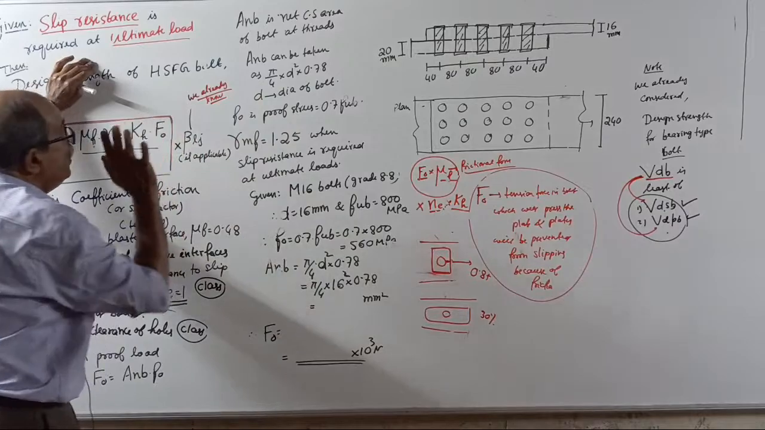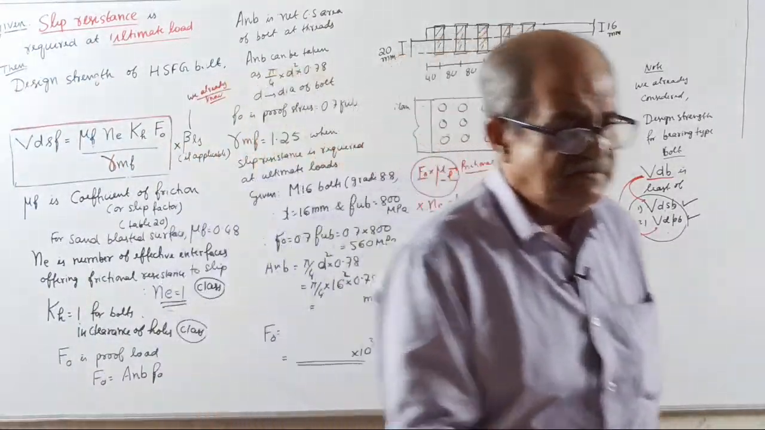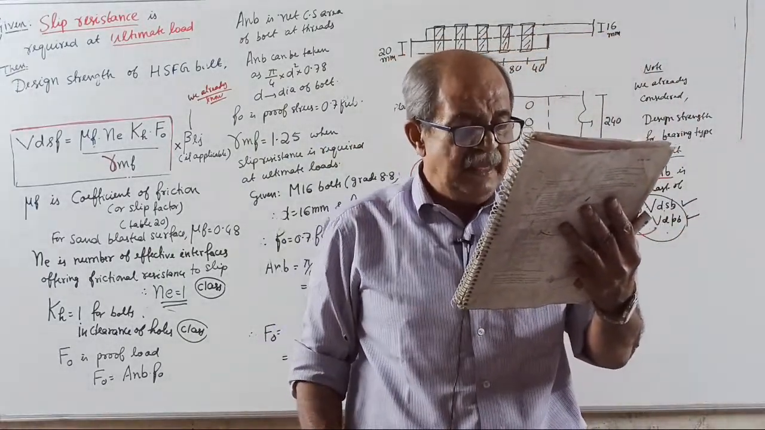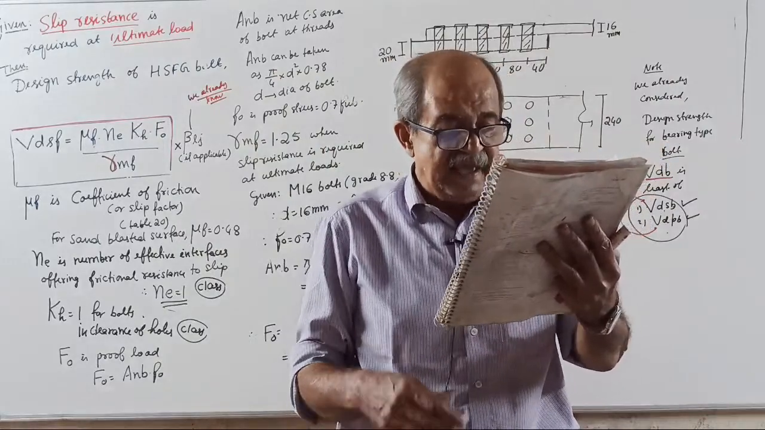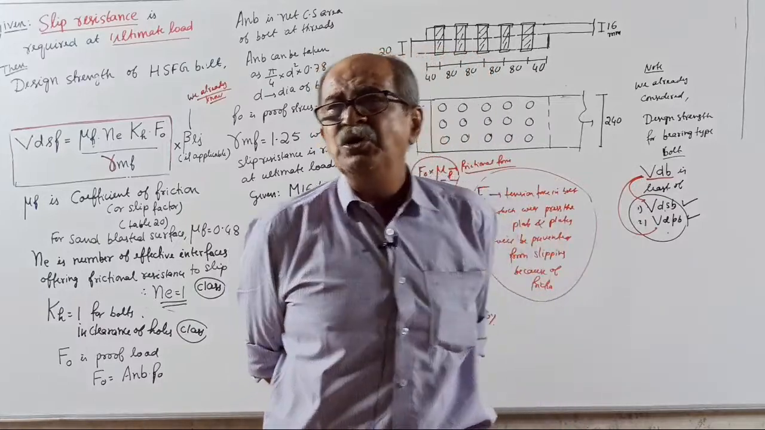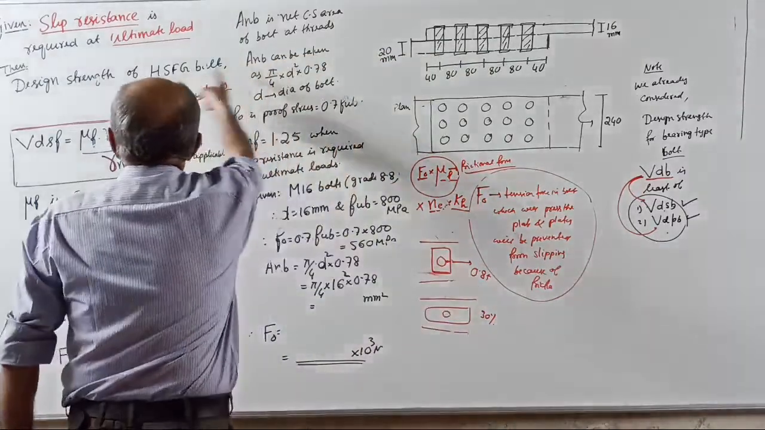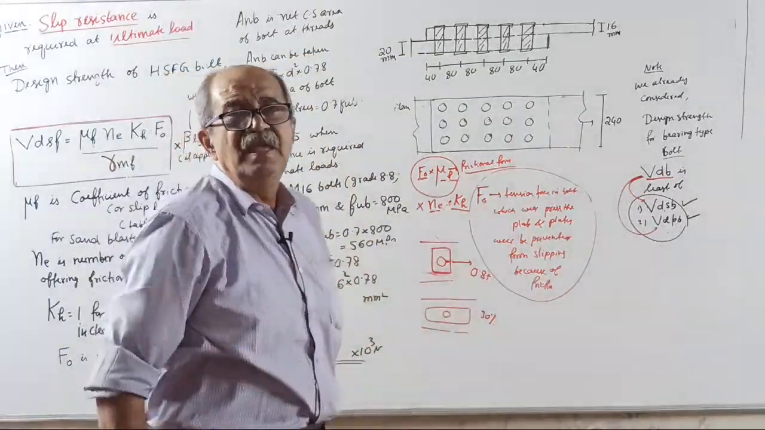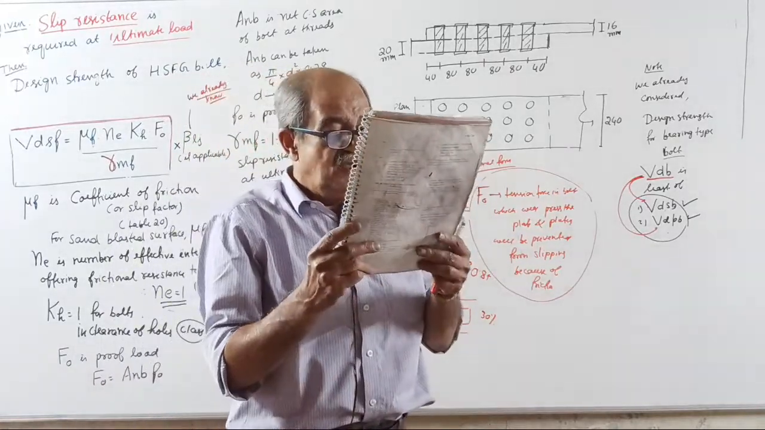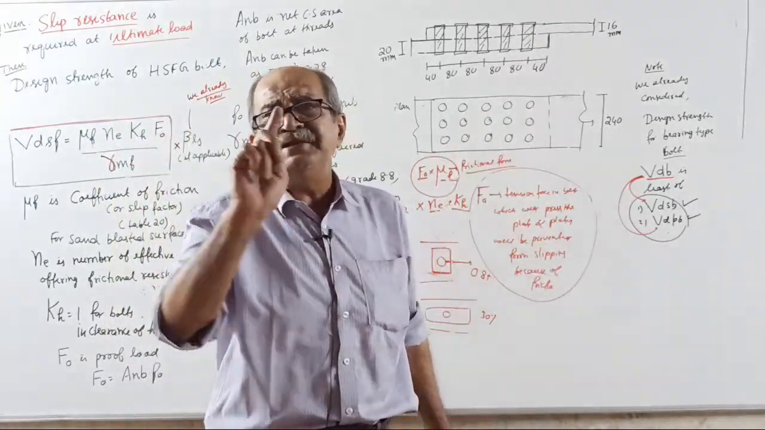Okay, now 1 minute. Now I will read the IS code. The IS code told something: where slip between the bolted plates cannot be tolerated at working load. When you use this, you should write everything after the class; first write all the statements. I will tell you the statement. See, working load means not factored load. They do not want slip. Means they permit slip at what load?